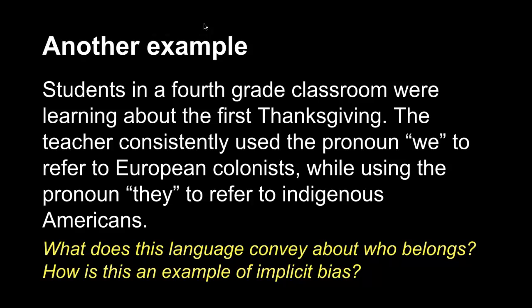So my thoughts on this example are firstly that this teacher centered European heritage as the norm. She created an in-group by referring to the colonists as we, as in all of us. And she created an out-group by excluding Native Americans as they. Imagine how students of color felt in the classroom and how students with Indigenous heritage felt. So though perhaps unwitting, this teacher's implicit bias reinforced the notion that to belong in the classroom, to be part of the we, you had to be white.